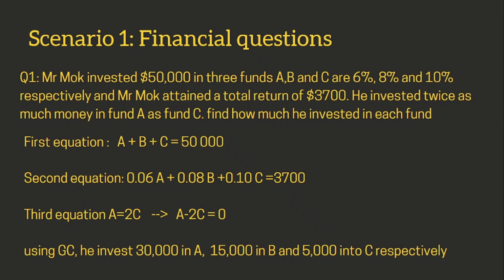So note that yes, there are numbers such as 50,000, 6%, 3,700. But in some cases, such as invest twice as much money in Fund A as Fund C, you actually just have to focus on the algebra itself, not necessarily a number. And so you have to infer these kind of things and make the third equation that way.